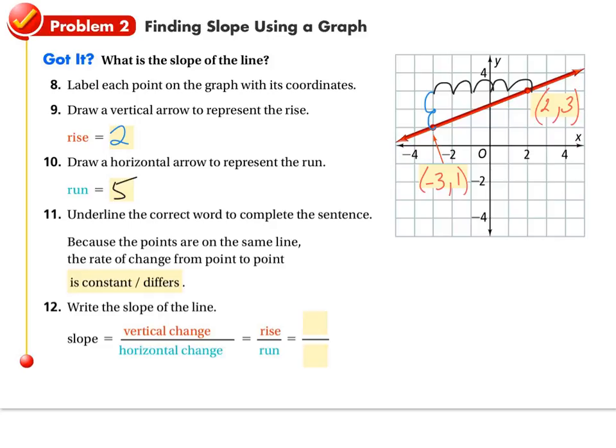Because the points are on the same line, the rate of change from point to point is constant. It's constant. That's what slope is. It's a constant rate of change. A slope is a rate of change, where the vertical change in this particular case is 2, and the horizontal change is 5. So this slope, this M, is 2/5.